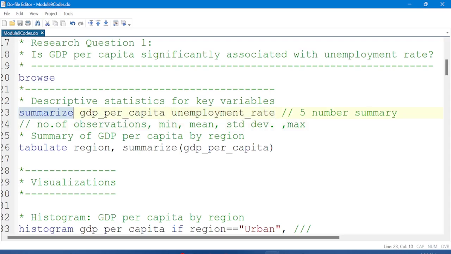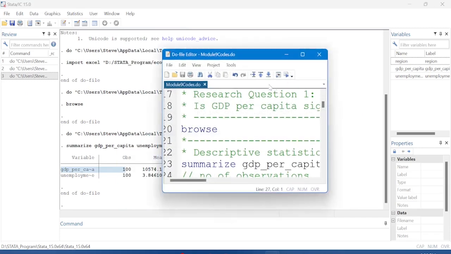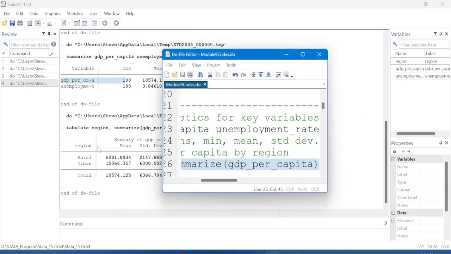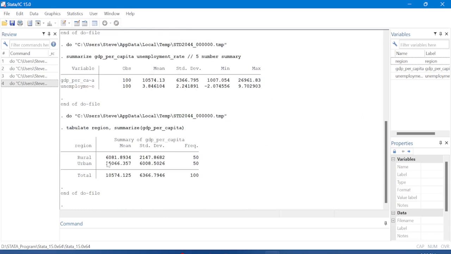summary statement. We can populate a frequency table of region based on GDP per capita. In the region you have rural and urban. So let me execute this, and you realize that rural and urban statistics have been generated, and realize that rural has less average GDP compared to the urban counterparts.